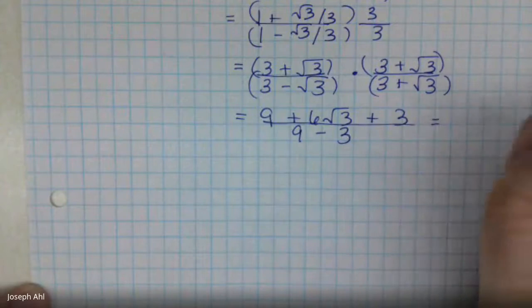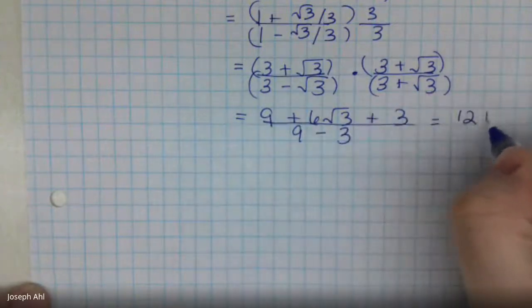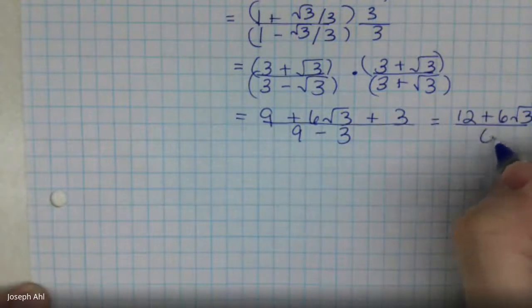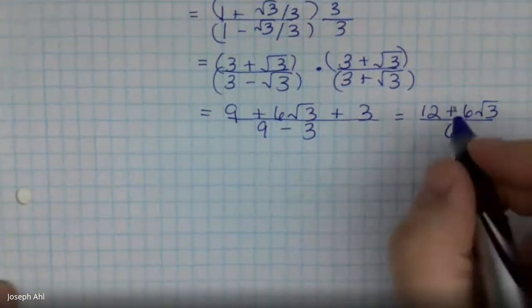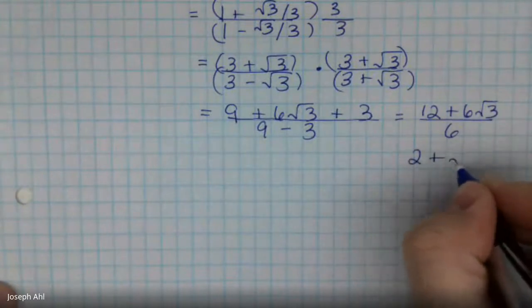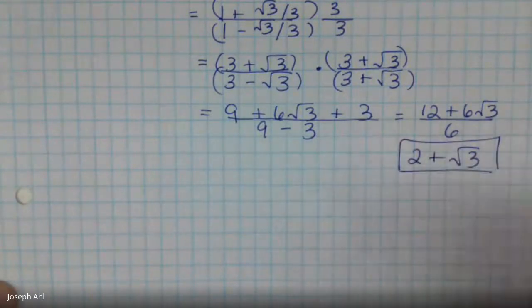And cleaning this up, what happens? We get 9 plus 3 is 12 plus 6 radical 3 on top. The bottom is 9 minus 3, which is 6. And we're so close. Divide 6 into both of those to get a final answer of 2 plus radical 3.